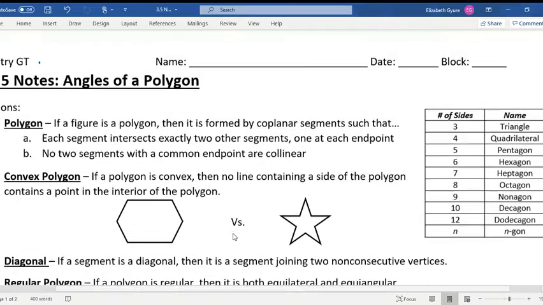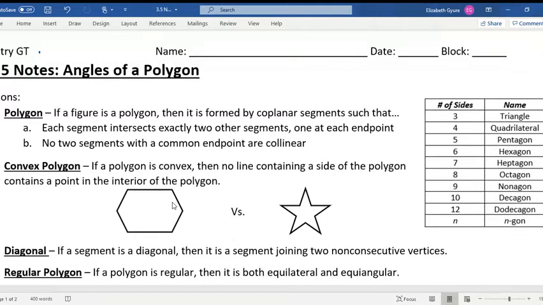A convex polygon. So we have two different kinds of polygons, convex and concave. Convex is what we deal with in this class. If a polygon is convex, then no line containing a side of the polygon contains a point in the interior of the polygon. In other words, all your vertices are going to point out. Whereas in a concave polygon, like this star, some of your vertices will point inward. So we tend to deal with convex polygons.